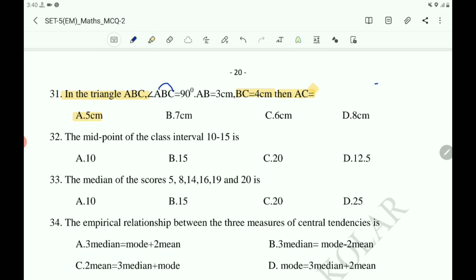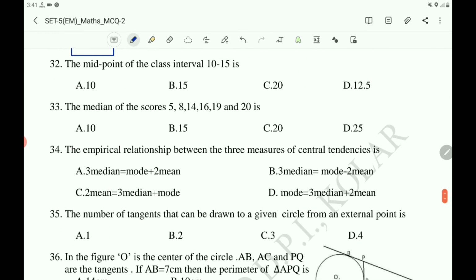AC square equals AB square plus BC square. That is AC equals square root of 3 square plus 4 square, which equals square root of 9 plus 16, which equals square root of 25, that is 5. So you note down option A is the answer. Then you take question number 32.